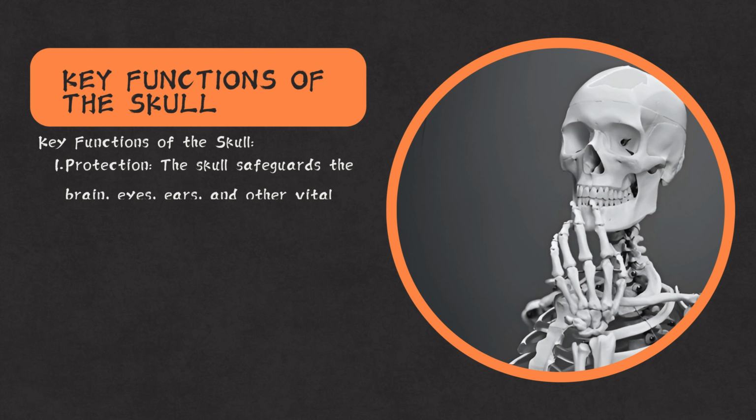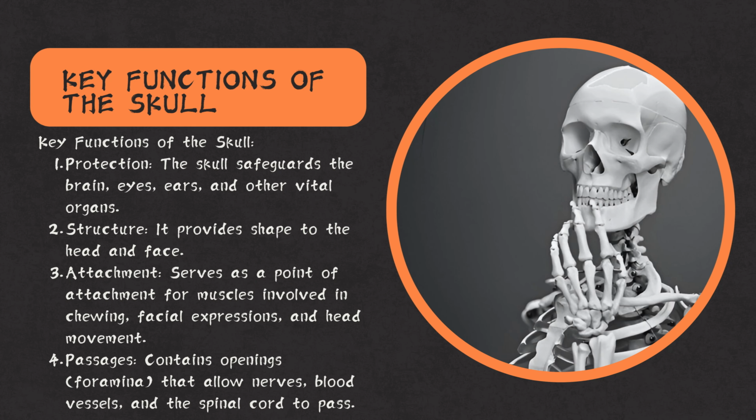Key functions of the skull. Protection. The skull safeguards the brain, eyes, ears, and other vital organs. Structure. It provides shape to the head and face. Attachment. Serves as a point of attachment for muscles involved in chewing, facial expressions, and head movement. Passages. Contains openings, foramina, that allow nerves, blood vessels, and the spinal cord to pass.